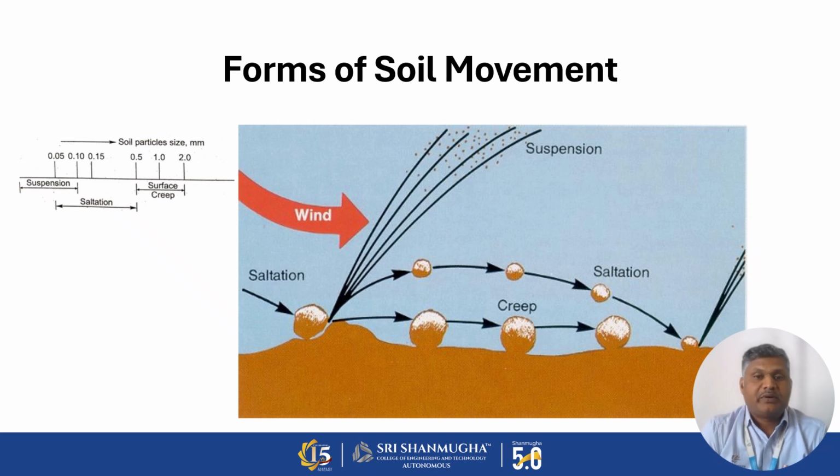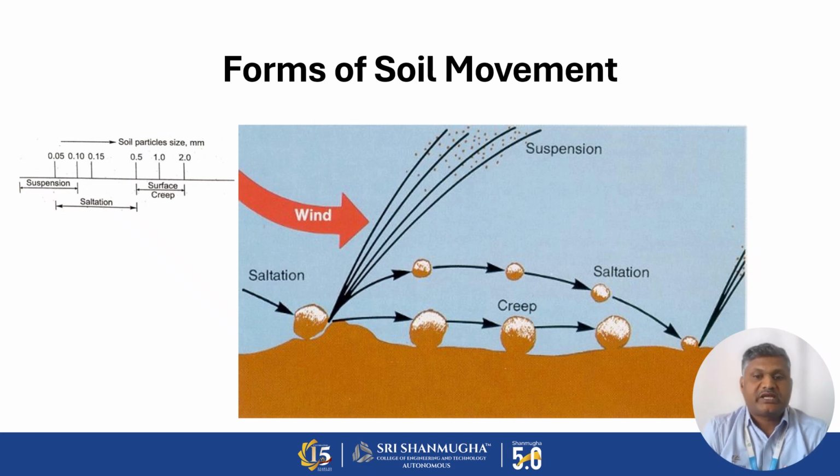The soil particles are in different particle size distributions on the surface of the earth: low density, medium density, and high density soil particles. The low density particles will float in the air with the suspension process, like particles of size 0.05 to 0.1 millimeter diameter, which will float in the air in the suspension stage.